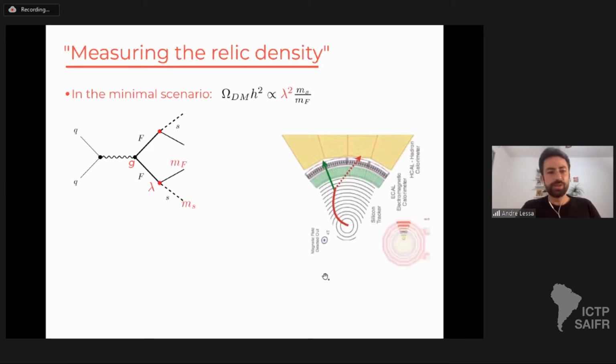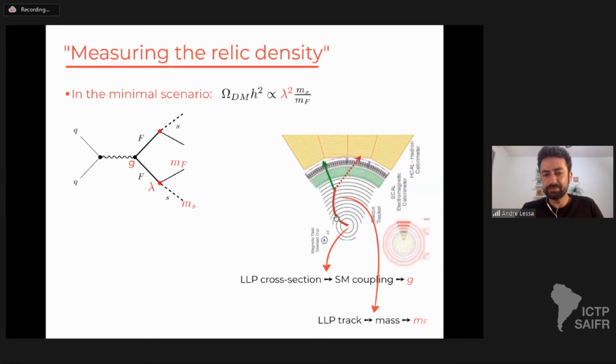So a last thing I want to mention is that the long-lived scenario also has a very nice feature. It's a somewhat bold proposal here. This would have to be done at the high-luminosity LHC. But the idea is that in this minimal scenario, we could really test or measure all the couplings if we see a signal. So for instance, measuring this cross-section would allow us to determine this coupling G. If my mediator decays inside the tracker, I can reconstruct its momentum and I can infer its mass.